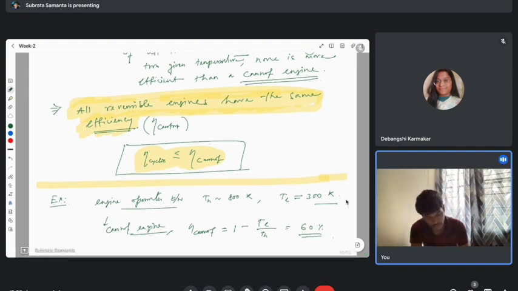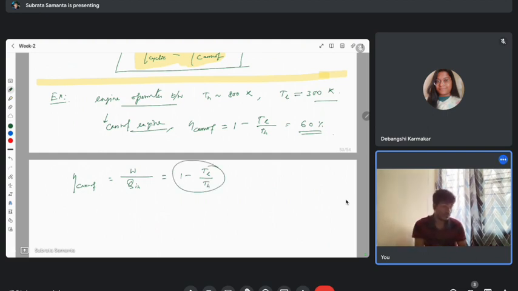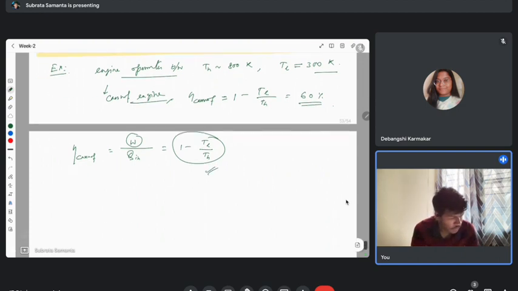Okay, and again, once you know the formula that eta Carnot is the total work done divided by the total heat input, and this is again 1 minus TL by TH, then you can calculate the work done by the engine. So if Q in is provided, then you can calculate W, once you know 1 minus TL by TH. So using this formula I can calculate most of the things.